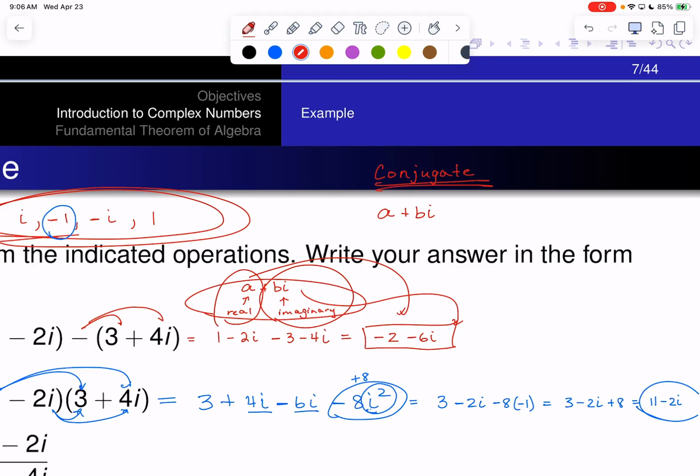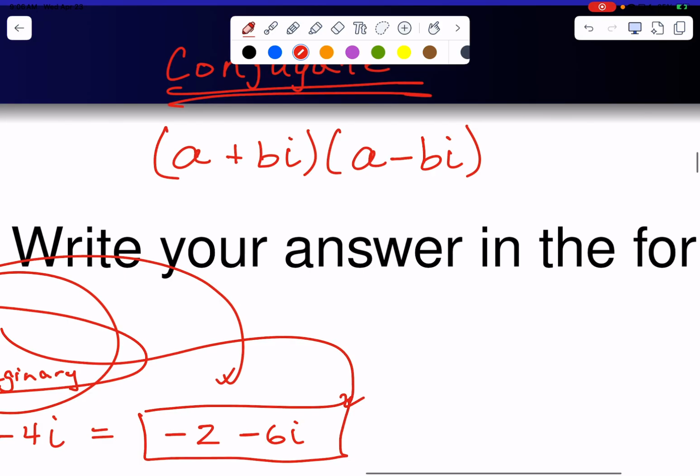Conjugate. Okay? A conjugate is the exact same binomial. You just change the sign in between them. So if you have a plus bi, what would the conjugate of a plus bi be? A minus bi. Now here's what's special about conjugates. When you FOIL them, when you take two complex numbers that are conjugates of each other, where all you do is change the sign in between them, watch what happens.